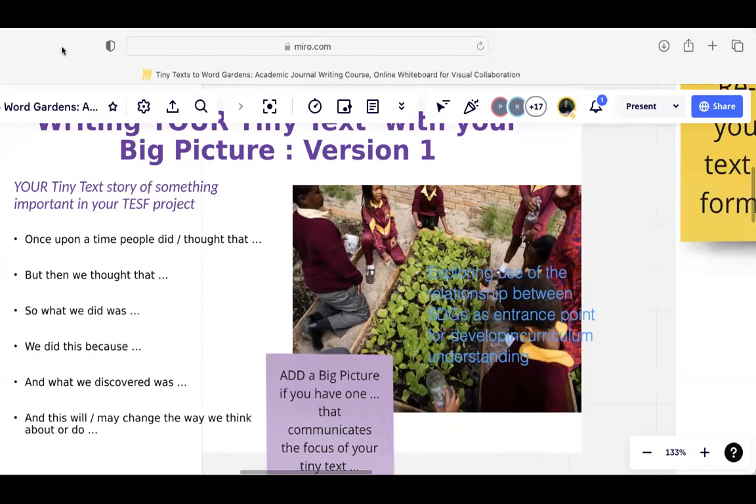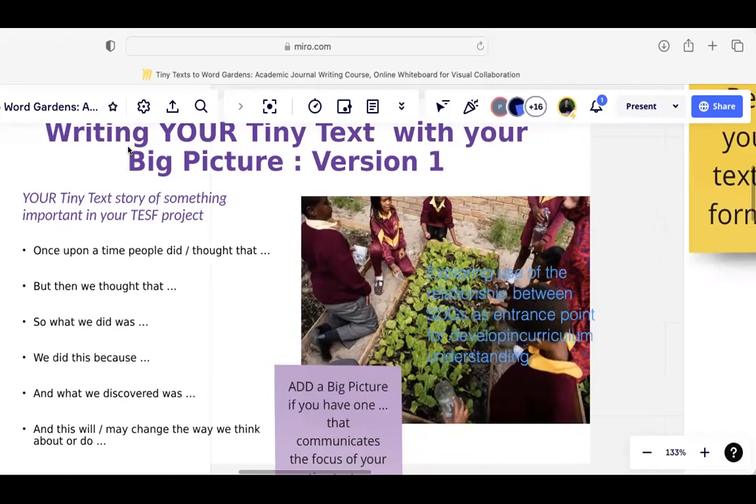I'll switch the mute button off now, switch myself off so that you can have quiet to write your tiny text. If you have a big picture to go with it, you can add that, but you don't need to do that right now. First, write the tiny text. Okay, 1, 2, 3, go.